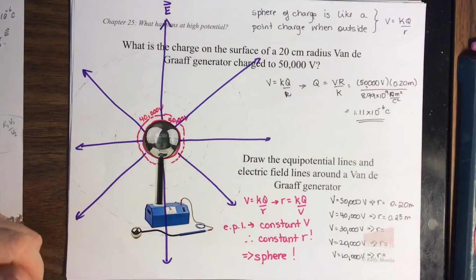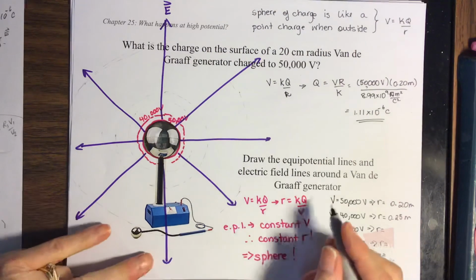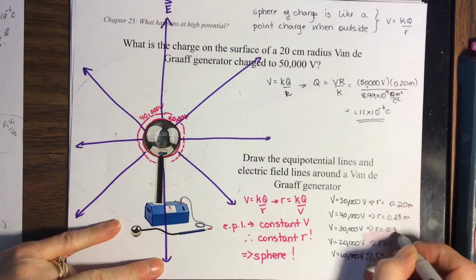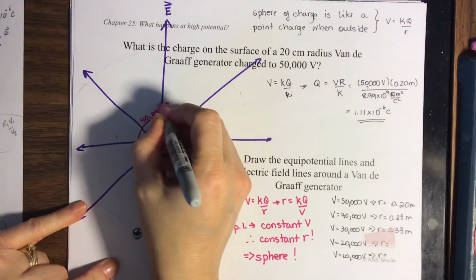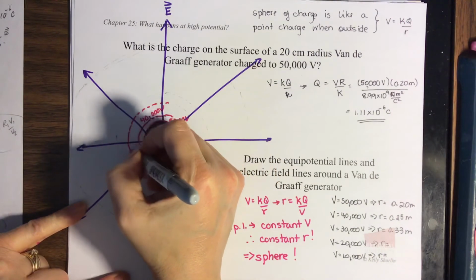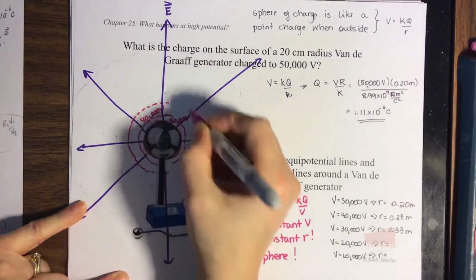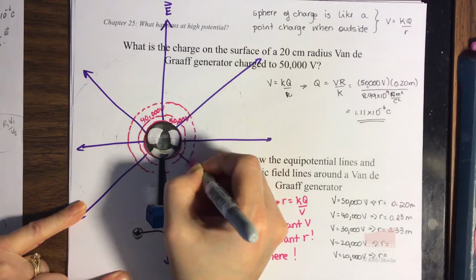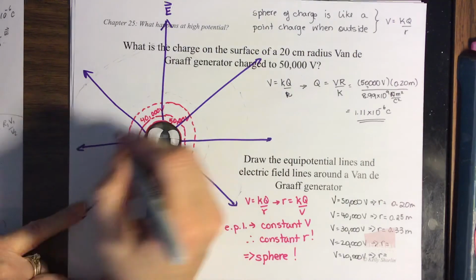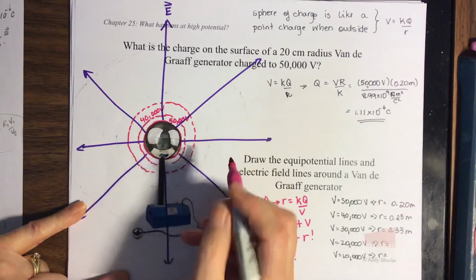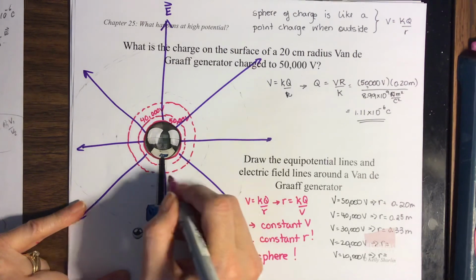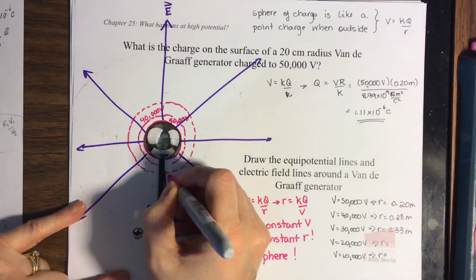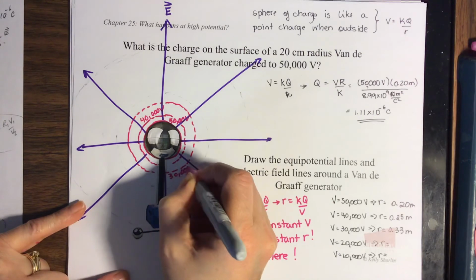My next one is going to be at 30,000 volts. That happens if R equals 33 centimeters. So we'll notice now that the lines are starting to space out a bit. They're pretty tight and close to the surface, but they spread as we get out further. That makes sense because the equipotential lines are close together where the field is strong, that's next to the surface, and they're spread out where the field is weak, that's further out from the surface. Okay, there's my 30,000 volt line.